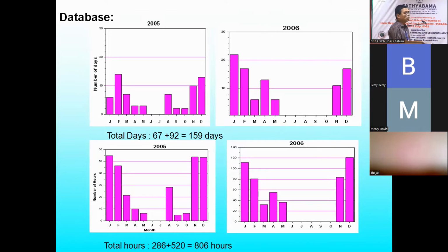Most of the observations were made during the winter months. Why? Because on those days we have clear sky conditions. That's why we are able to observe a larger number of days during the winter season.